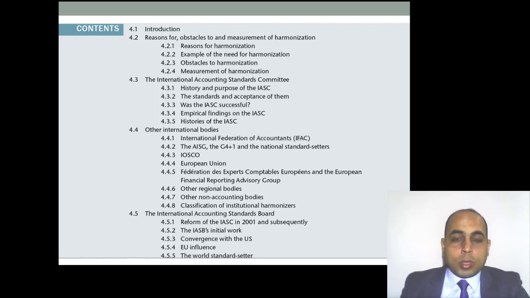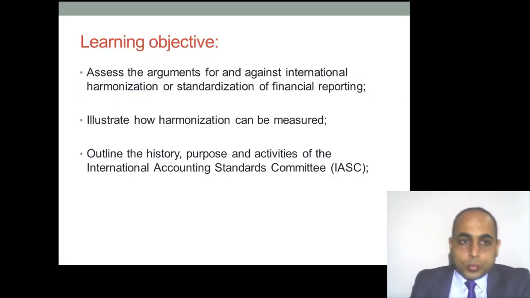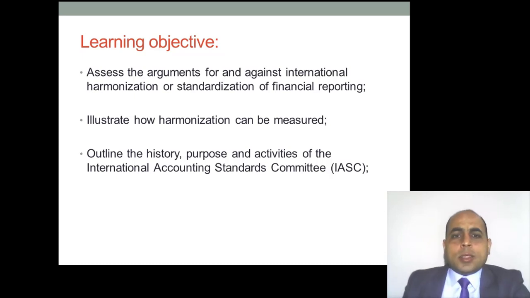At the end of this chapter, why will we discuss these topics? What's the objective of this discussion? First of all, we will assess the argument for and against international harmonization. Do we need harmonization? Before that, what's harmonization? Do we need it? Why do we need it? What's the importance of harmonization? At the end of this chapter, you have to know the answer to these questions.